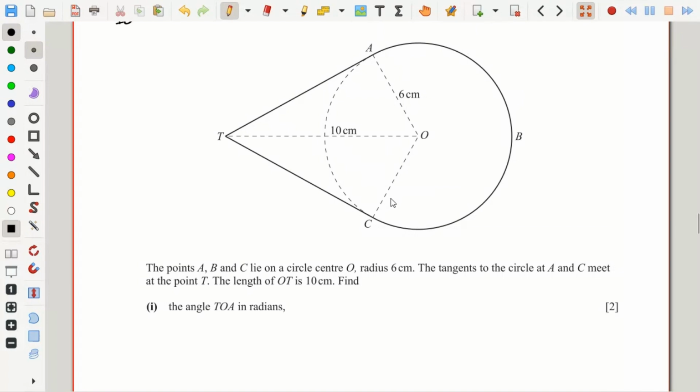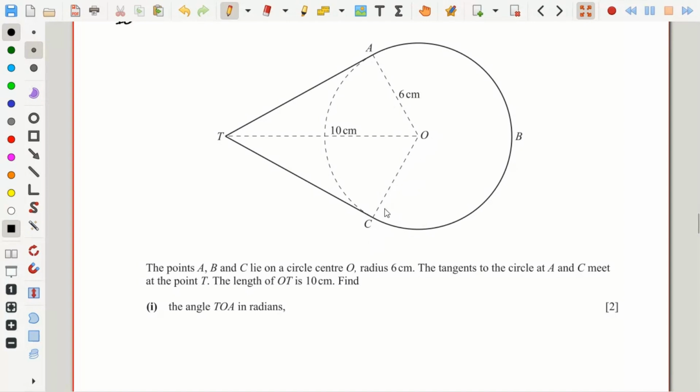Points A, B, C lie on a circle with center O, radius 6. The tangents to the circle at points A and C meet at the point T. The length of OT is 10 centimeters. Remember that when I was treating the concept, I told you this is one of the questions that they normally ask. This was one of the theorems that I really spent a lot of time on, and I invite you to watch that video. That's our first video on circular measure.